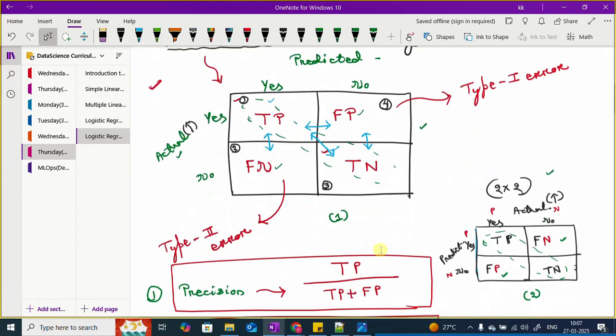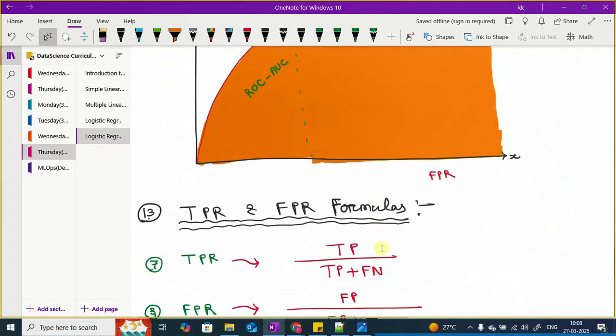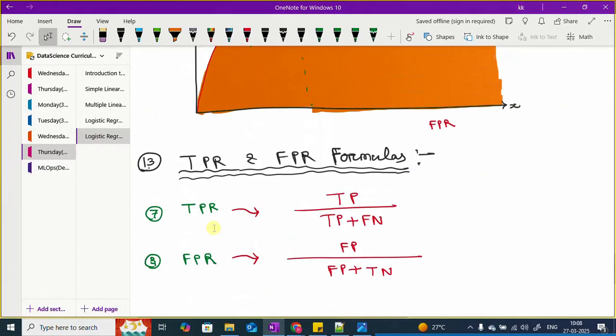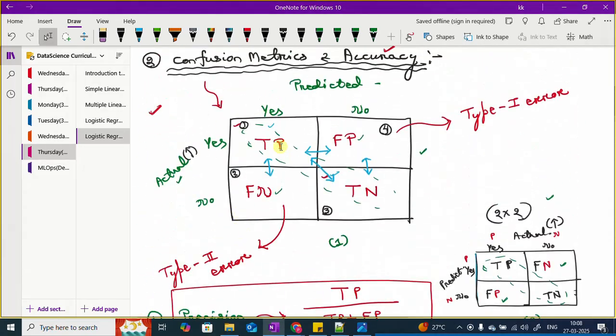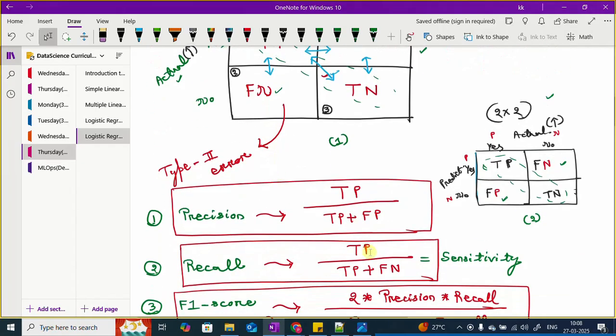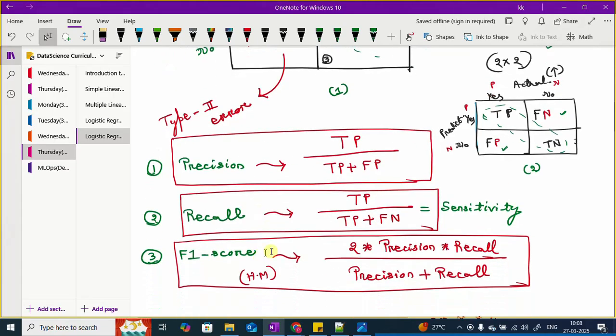Fine. Now, what's about TPR? TPR is nothing but true positive rate, true positive divided by true positive plus false negative. Oh, already I have given the blue mark, which means I have drawn the formula. Where is the formula? True positive divided by true positive plus false negative. Oh, it's matching with the recall only, or sensitivity.